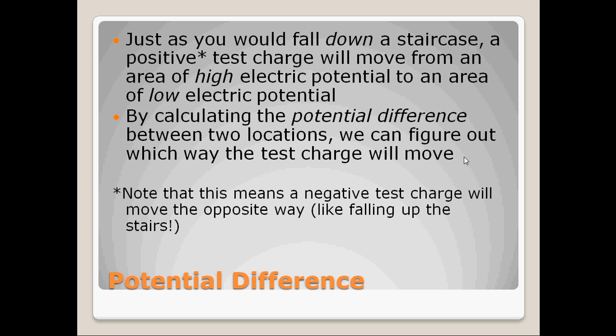Now, what's kind of funny about this, and this is another place where gravitation and electricity are a little bit different from each other. This is the direction that a positive charge will move, from high potential to low potential. But whatever a positive charge does, a negative charge is going to do the exact opposite. So a negative charge will move from low potential up to high potential, which is kind of like saying electrons fall up the stairs. It's kind of weird, but it works.